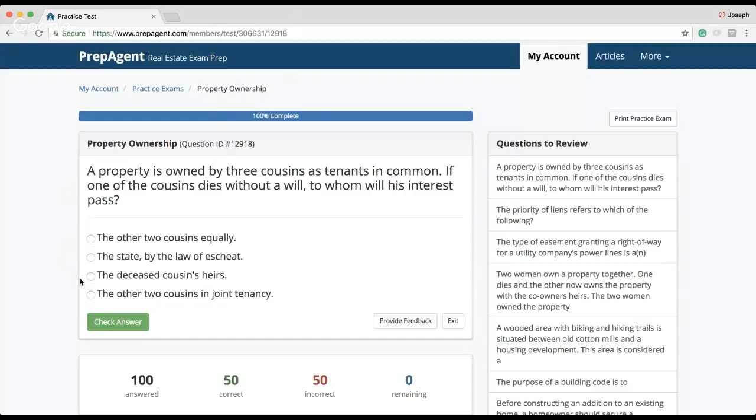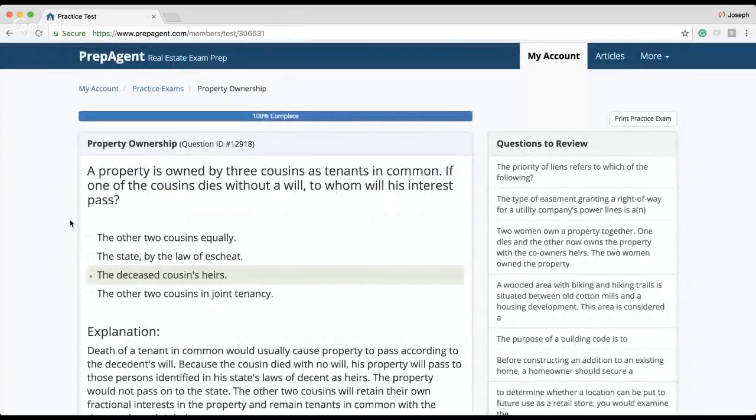Okay, here we go. You guys circled C. Okay, the deceased cousin's heirs. So we talked about this before. We talked about the difference between joint tenancy and tenancy in common. This property is owned by three cousins, tenancy in common. If one of the cousins dies without a will, to whom will his interest pass? Okay, it's the heirs because there's no right of survivorship. If it was a joint tenancy, it'd be a different deal. Okay, moving right along.